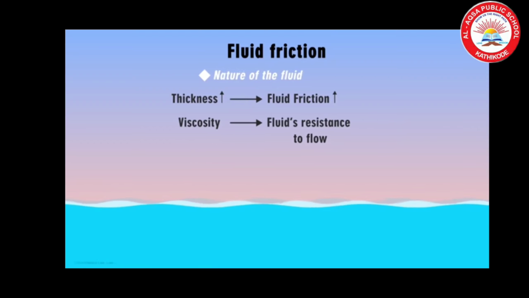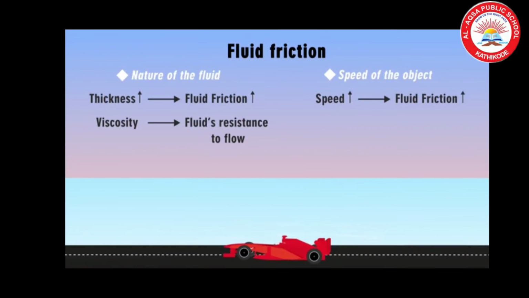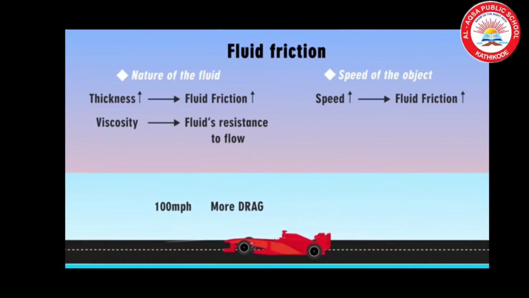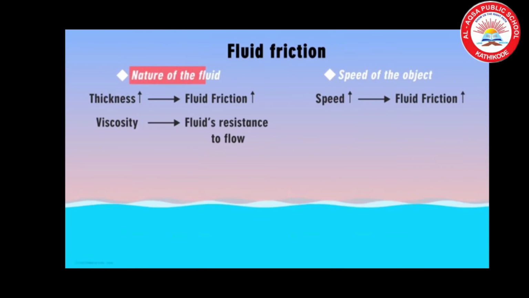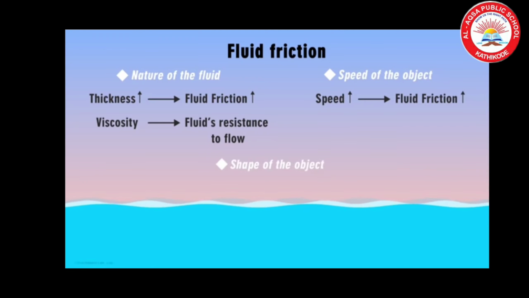So fluid friction depends on, first, the nature of the fluid. Second is the speed of the object. How does the speed of the object affect the friction? Of course, when speed increases, fluid friction also increases. Consider a vehicle moving at 100 kilometres per hour. It has more drag and then lower speed. Drag means the friction that the fluid possesses. It is known as drag, D-R-A-G.